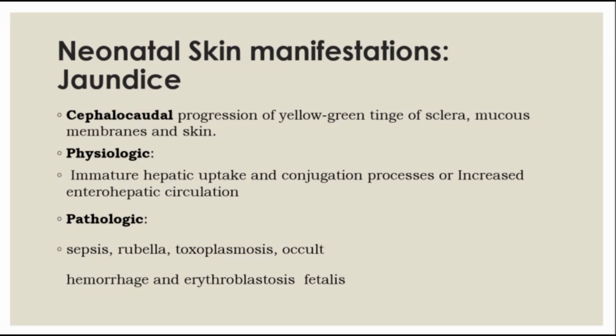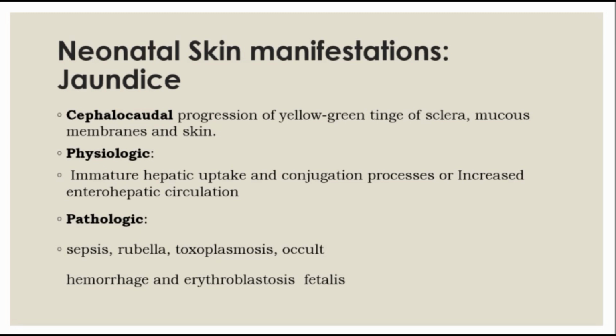You have physiologic and pathological jaundice. The physiological jaundice usually happens because of immature liver cells, so there is immature hepatic uptake and the conjugation process or increased enterohepatic circulation. Pathological jaundice happens when you have sepsis, rubella, or toxoplasmosis infection. And this is maternal infection, so the mother would have given the child the infection. Or it can happen because of occult hemorrhage or erythroblastosis fetalis.